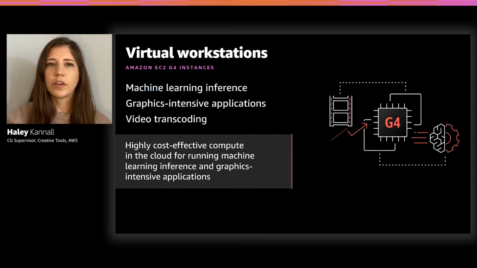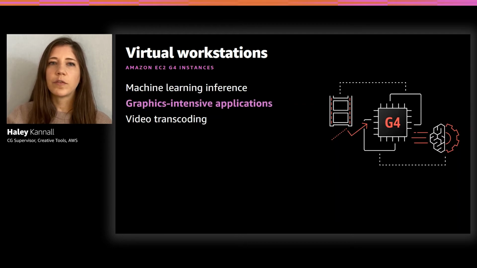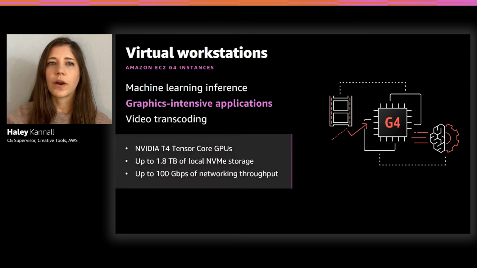Amazon EC2 G4 instances are optimized for machine learning application deployments such as image classification, object detection, and language translation. They are also cost-effective solutions for graphics-intensive applications such as remote graphics workstations, video transcoding, and game streaming in the cloud. What we will cover today is the use of G4 instances specifically for graphics-intensive applications.